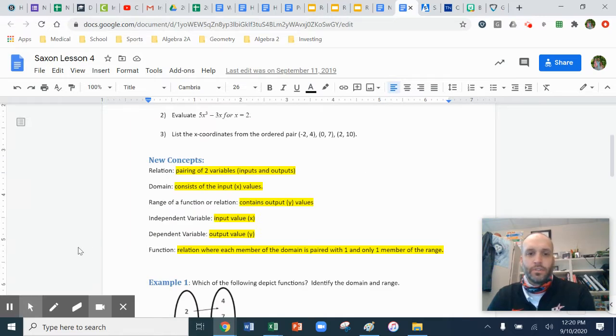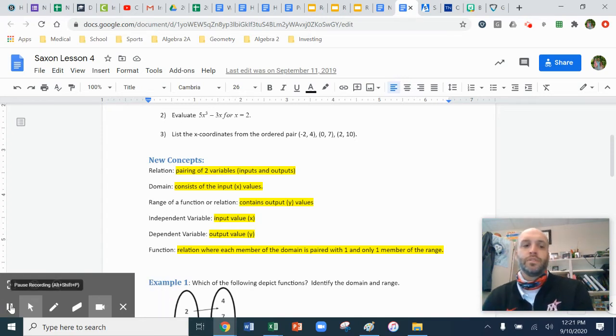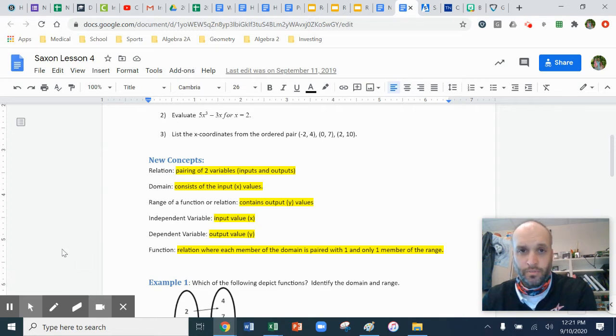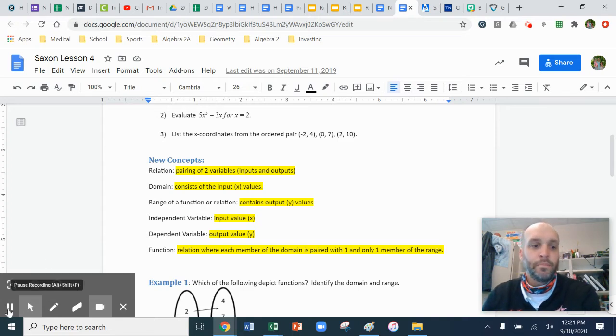Some new concepts that we'll take a look at in Lesson 4, and keep reviewing these as we talk about functions throughout the year. A relation is a pairing of two variables. We'll call those two variables inputs and outputs. So these two variables are usually in a situation that relates to each other. So for example, you buy a certain amount of pounds of grapes, and then you have an output, which would be the cost of all those pounds of grapes that you buy.